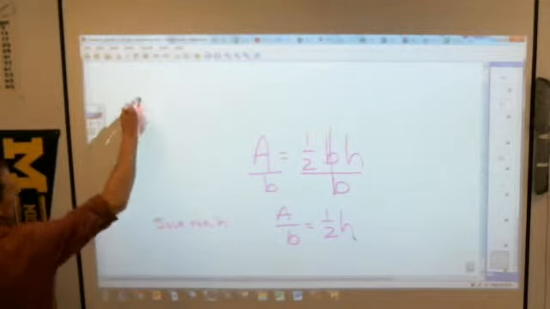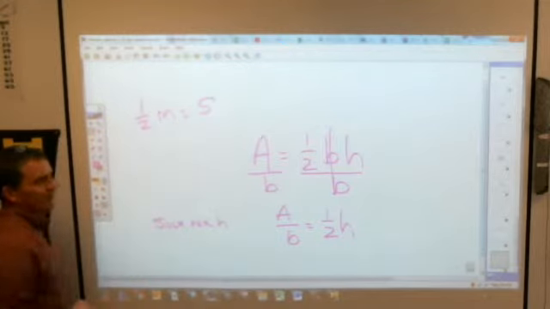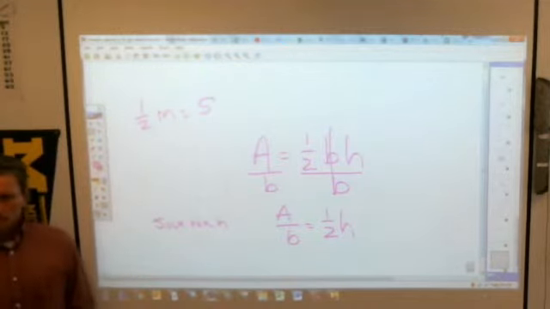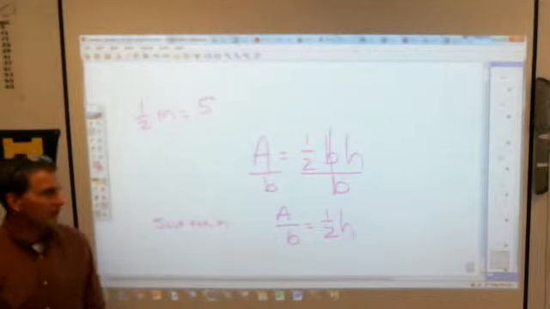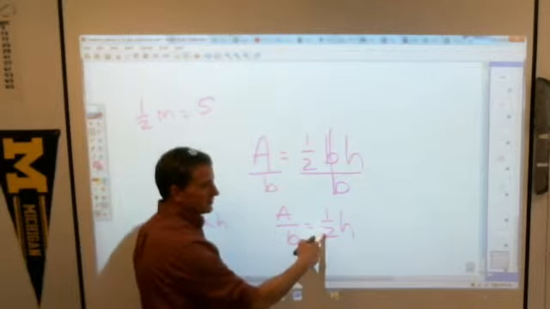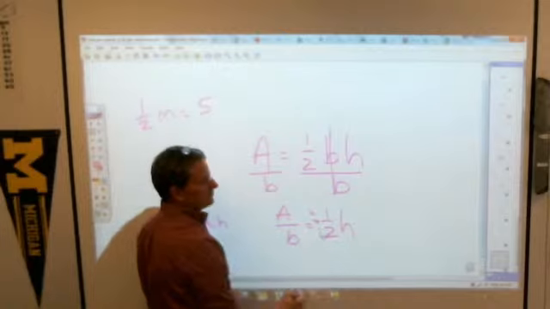If I had 1/2 m equals 5, how did I get rid of that half? Emma Miller? Divide. Which is what? Yes, we always go through this. But you multiply, flip and multiply. Flip and multiply, which means when I get to this point, what would I do? I would flip and multiply by 2 over 1.